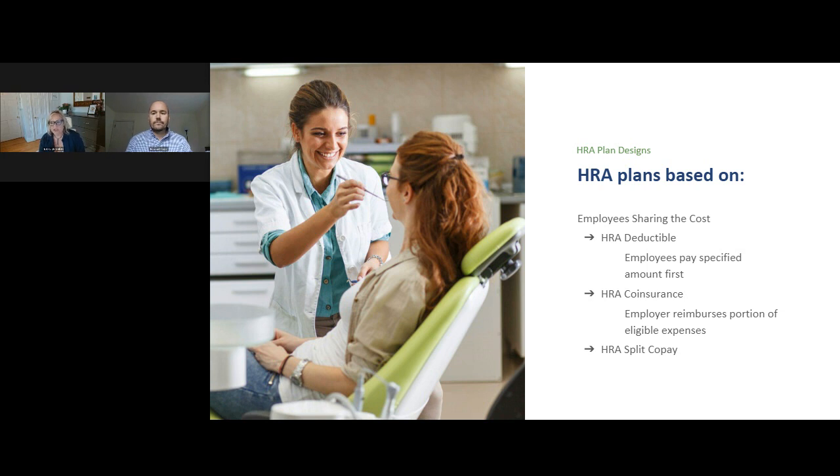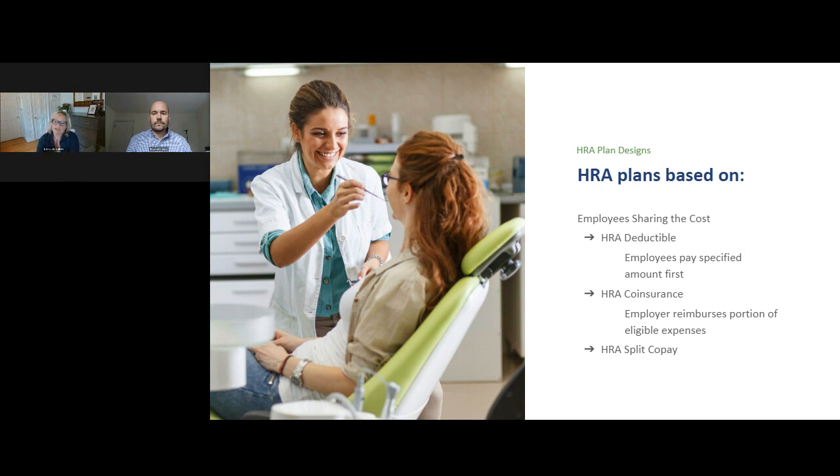Well, with an HRA deductible design, employees are required to pay out of pocket a certain amount, or deductible, before the benefit kicks in. With the HRA coinsurance design, the employer reimburses a portion of all eligible medical expenses. For example, the employer might pay 80% of the cost of a prescription medication, while the employee pays 20%.